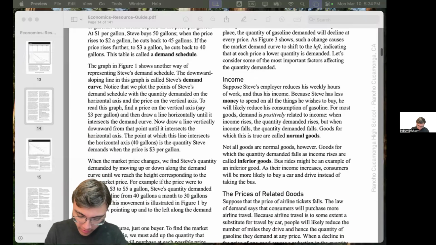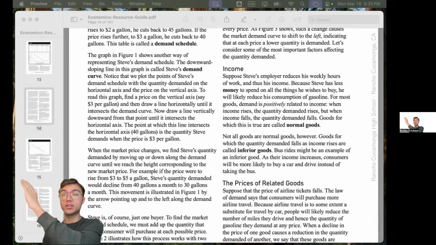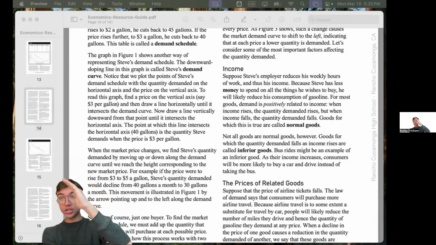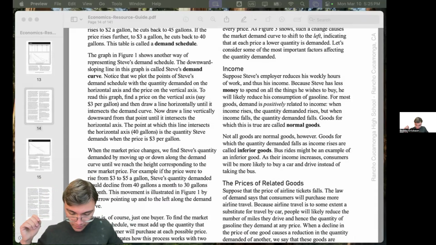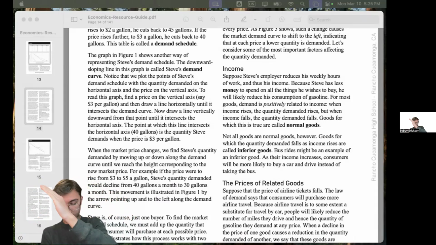So, to begin, we're going to be talking about income. If someone has less money due to less income, they're going to have less money to spend on the things they buy. And so this will likely reduce the consumption of gasoline. In this case, demand is positively related to income, which means when income rises, the entire demand curve is going to shift to the right. And if income falls, the quantity demanded falls.